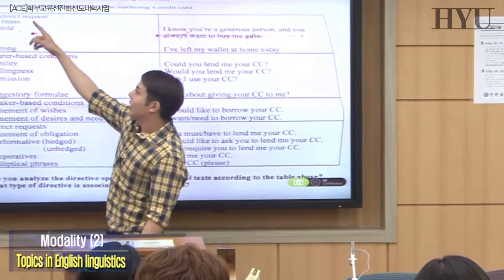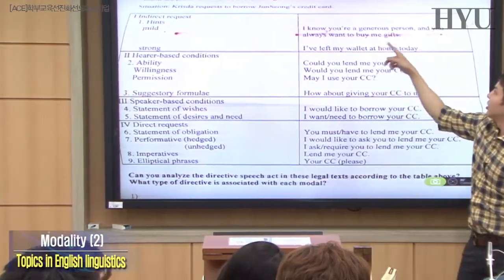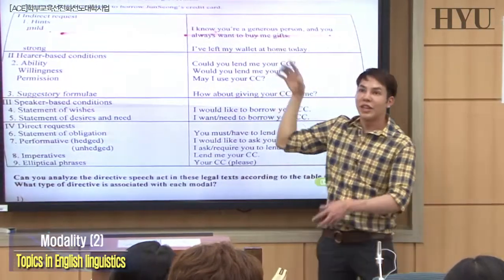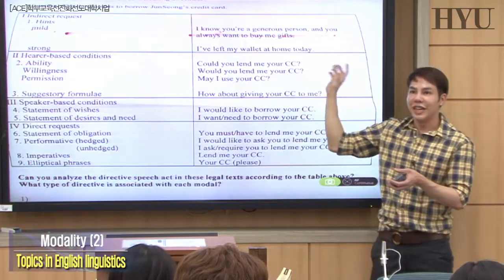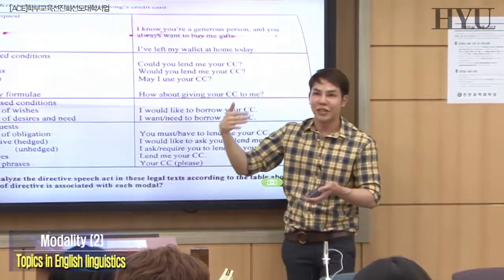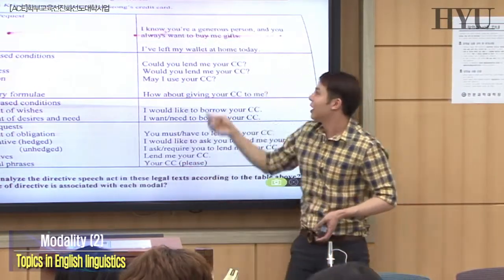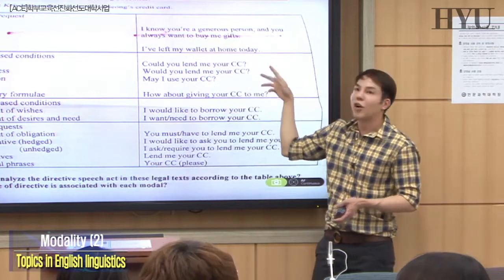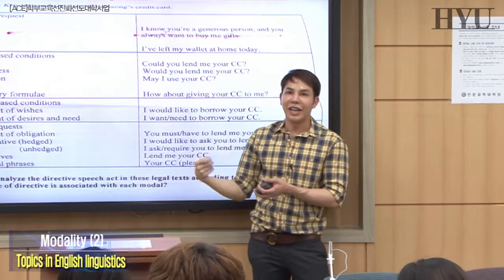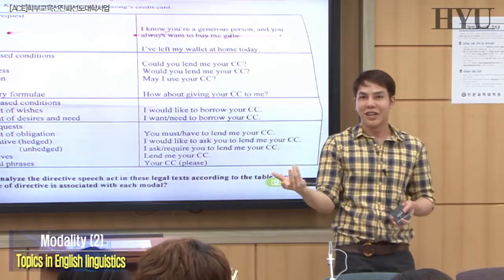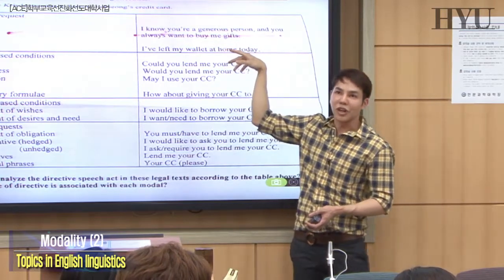So you can have hints, mild hints or strong hints. Like, I know you are a generous person and you always want to buy me gifts. So that's a way to tell him, can I borrow your credit card, right? So that's a hint, very indirect because you don't say to him, can I borrow or can you buy me something, right? Or a stronger hint might be, I've left my wallet at home today. So if he is a smart person, he would know that, okay, he can lend me some money or his credit card. So as long as you know that he's smart, then the hints will work, okay?